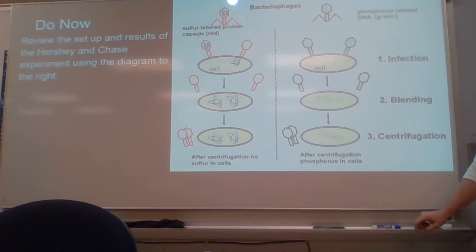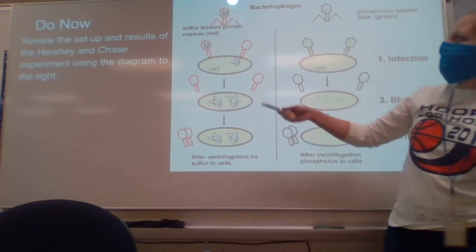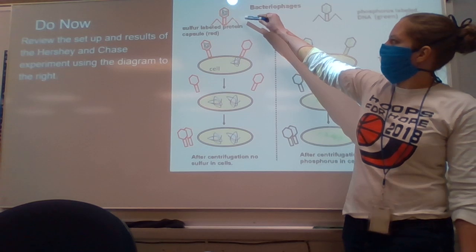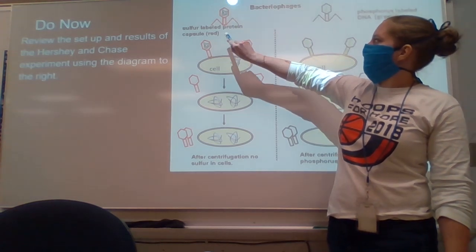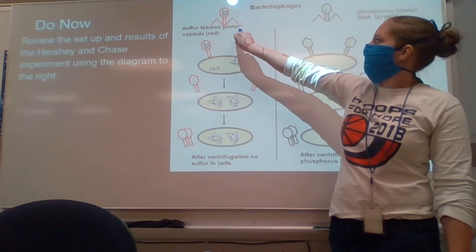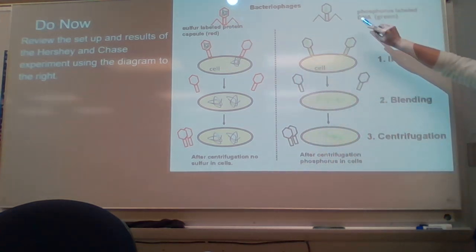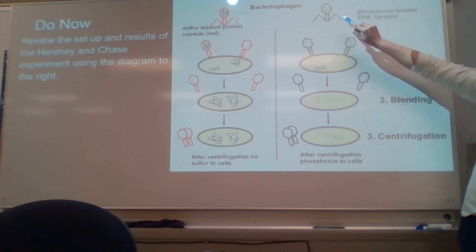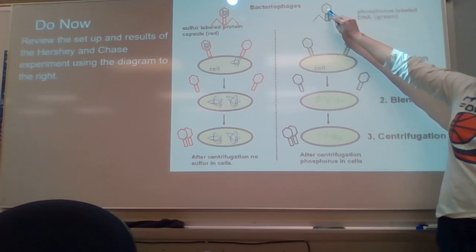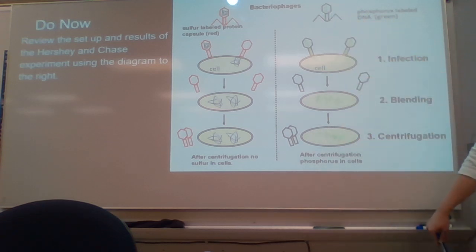A little bit more simplified diagram of that Hershey and Chase experiment we talked about yesterday. They did two rounds of this experiment. In the first round, they used radioactive sulfur, and that labeled the protein portion of the virus, right? In the other half of the viruses, they used radioactive phosphorus, which tagged the DNA.